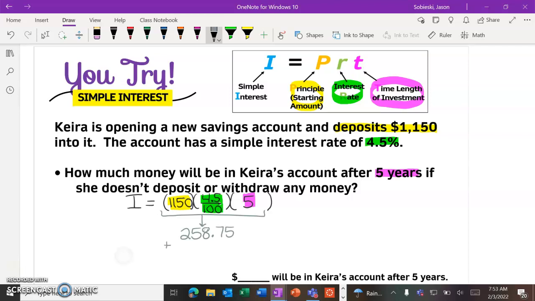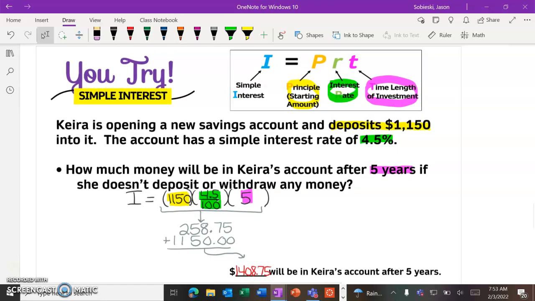So that is the interest that Kira would have earned over the 5 years, the free money, plus what she already had, the 1,150. And if you add those two together, her balance, or the amount of money that would be in her account after those 5 years, is $1,408.75. So that's not too bad for 5 years. She earned about $258 on that, so not bad at all.